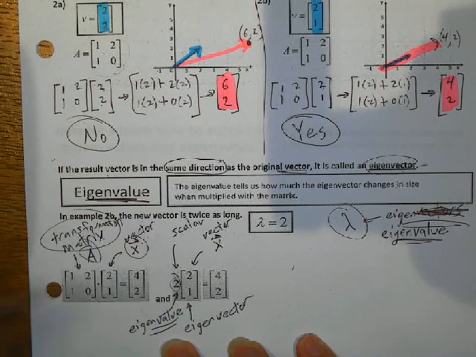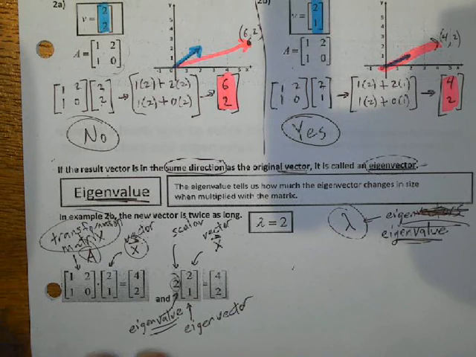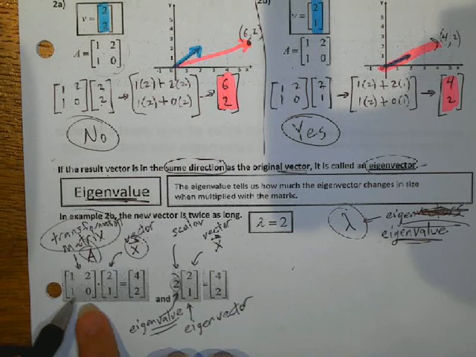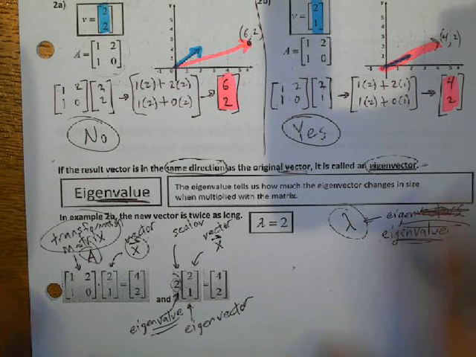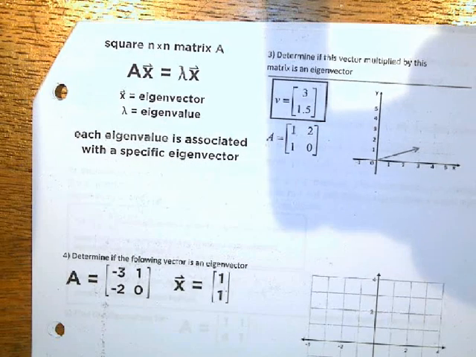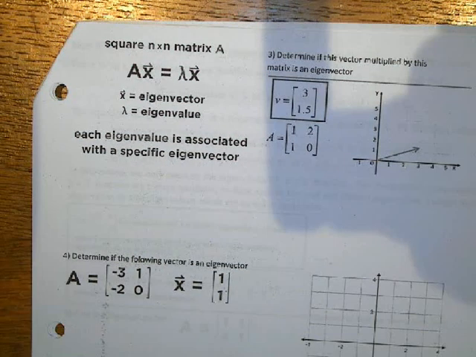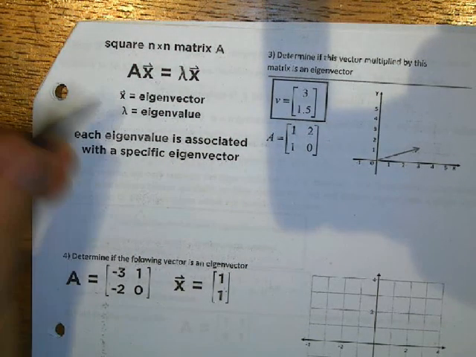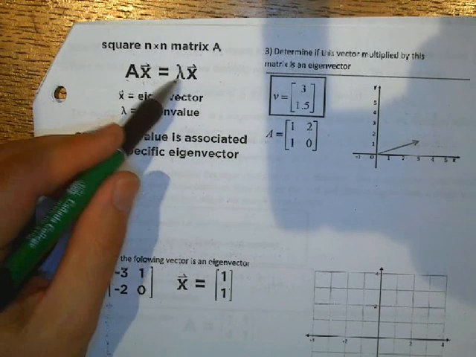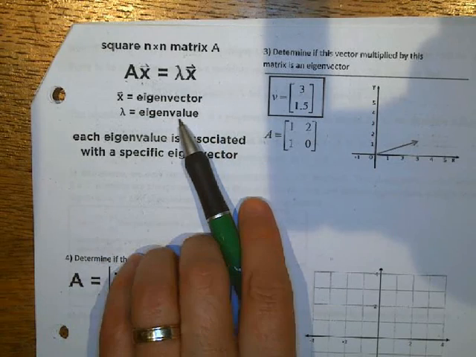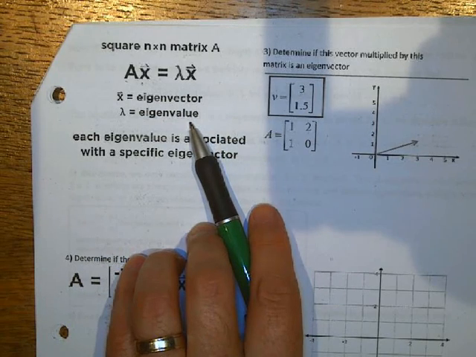Okay, so here we have the matrix times the vector is going to also be equal to the eigenvalue times the eigenvector. You may want to hit rewind to think about that. This is deep. So we've got our matrix times the vector is equal to the eigenvalue times the eigenvector.